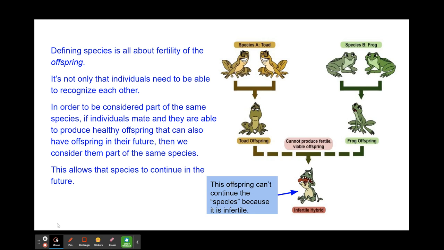But it's not just being able to recognize us versus them to distinguish species. In order to be considered part of the same species, if they attempted to mate, individuals must be able to produce healthy offspring that can also have their own offspring in the future. If they can, then we consider them as being part of the same species because their offspring can survive, reproduce, and continue the species into the future. If they can't, that means they're different species.